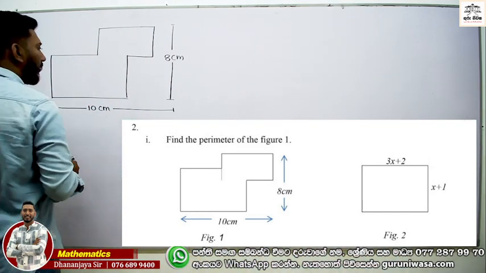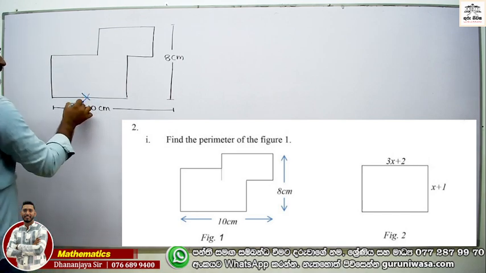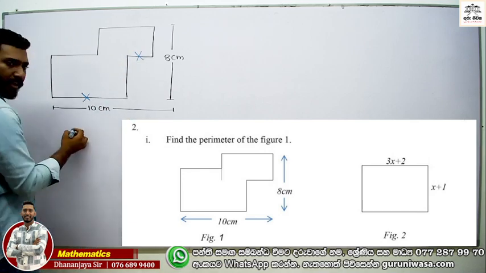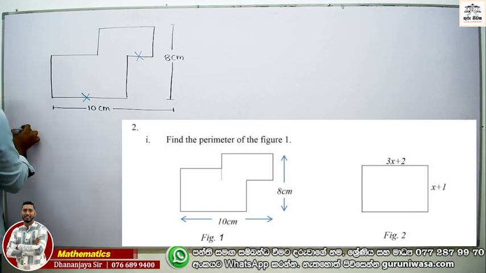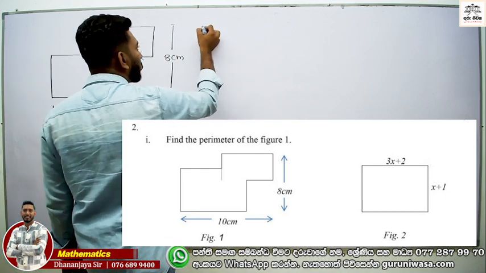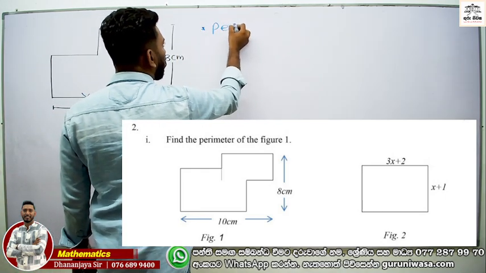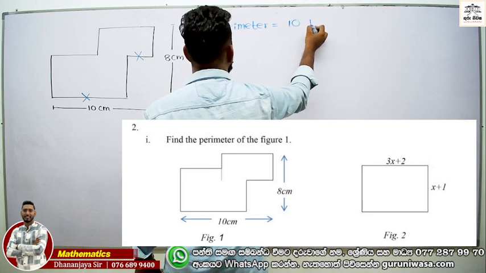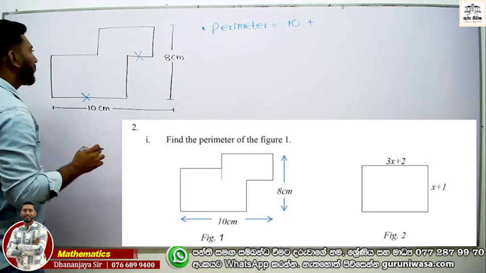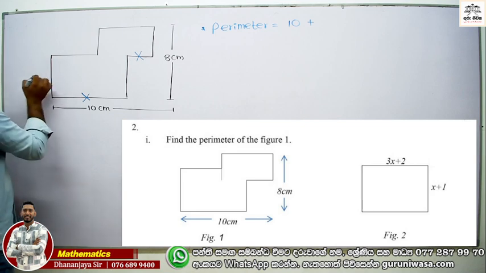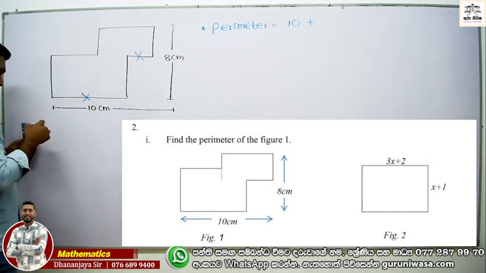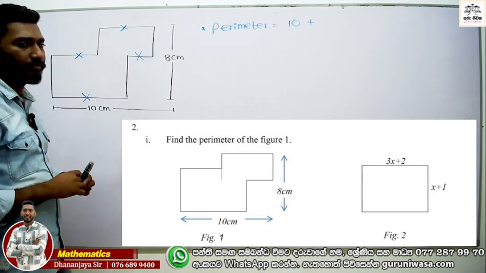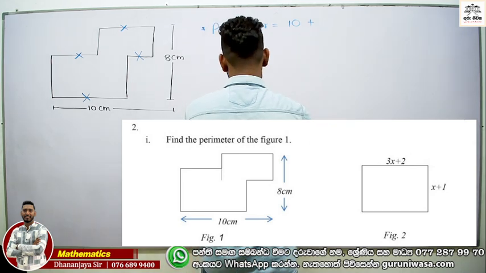Like this. And you know this side and this side. The sum of this one and this one is 10. That must definitely be 10. Therefore perimeter: 10 plus this one and this one, right? And also this one and this one is also 10. Well done.